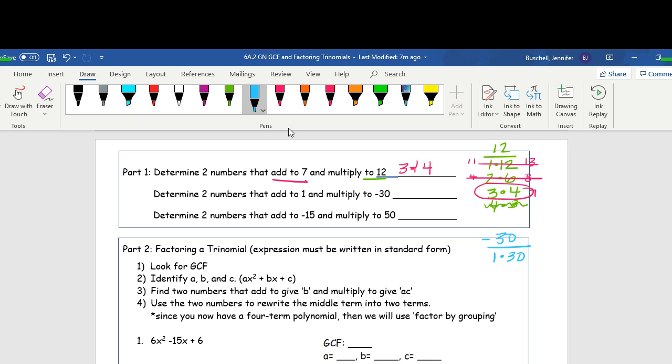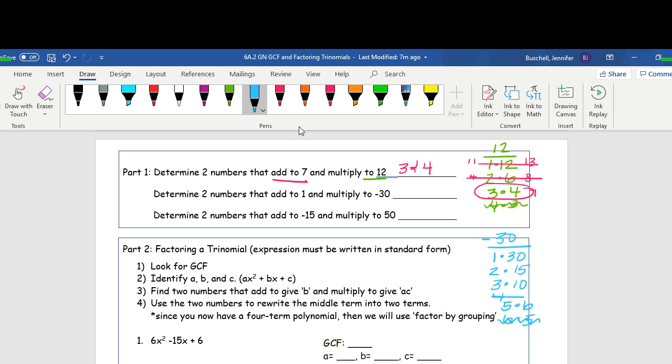So I'm going to start with my counting. 1 times 30. 2 times 15. 3 times 10. 4 cannot go into 30. Then I have 5 times 6. And then I have 6 times 5, which is a repeat offender.